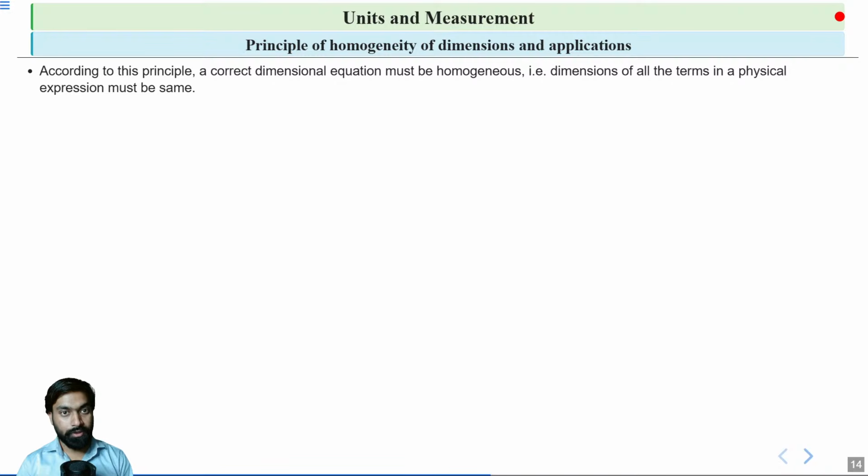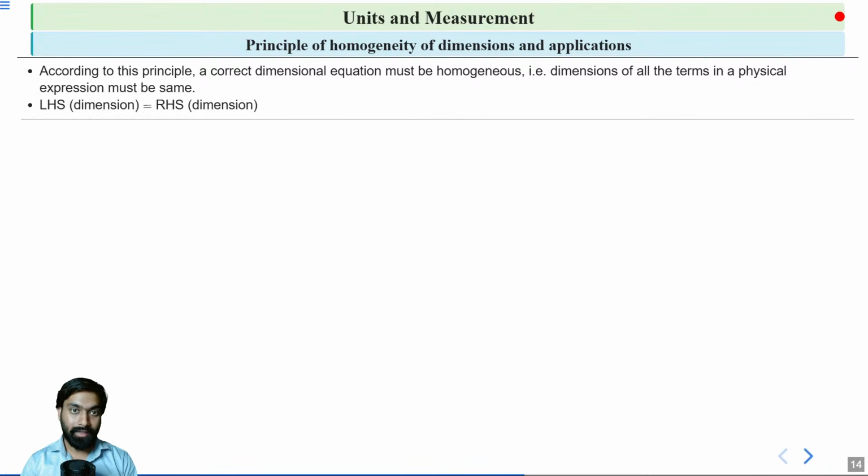So according to the principle of homogeneity, a correct dimensional equation must be homogeneous. That is, dimensions of all the terms in a physical expression must be same. LHS is equal to RHS. It means the dimension formula of LHS is equal to dimension formula of RHS.